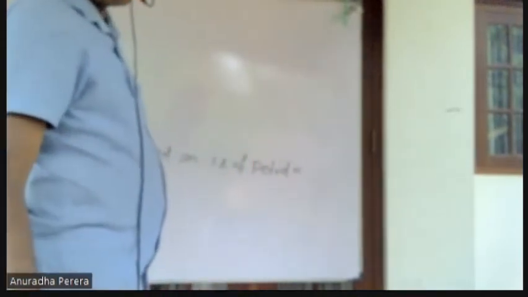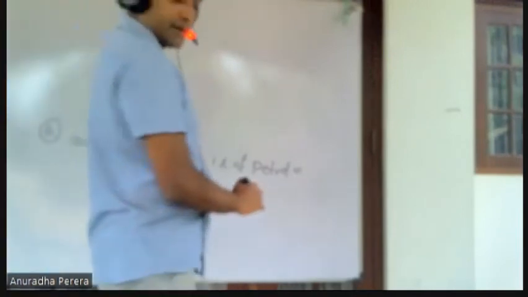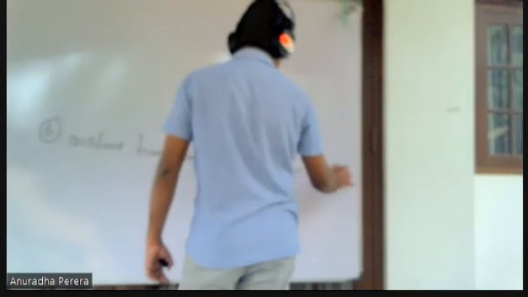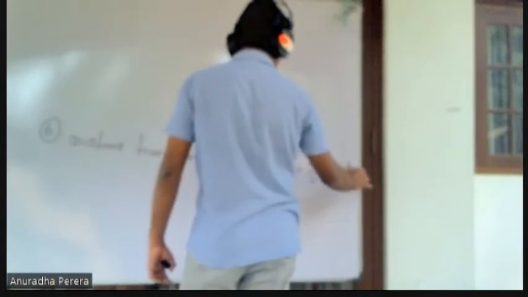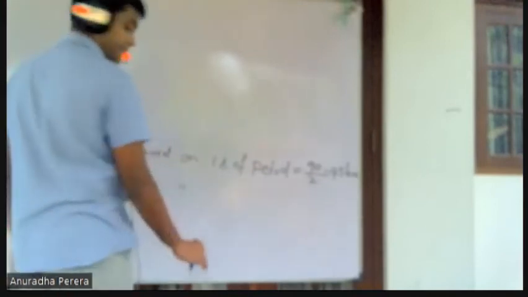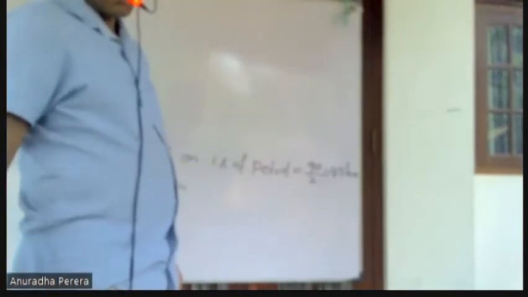Divide 90 by 2, 45 kilometers. When distance travel on 5.